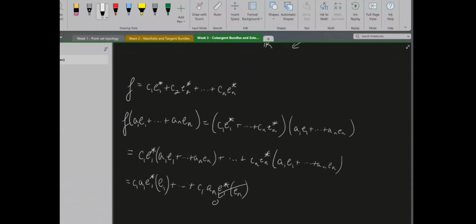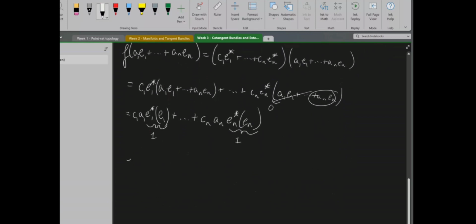But note this is 0 because of how the e stars act. Right? They spit out 0 if you plug in any of the other basis vectors besides e1. So all of these are 0 actually. You're just left with that. And then you have plus dot dot dot, and the same thing happens over here. Everything except the en part dies. So this is what's left over. So then you have a n en star en, and namely these are 1 by definition of the dual.